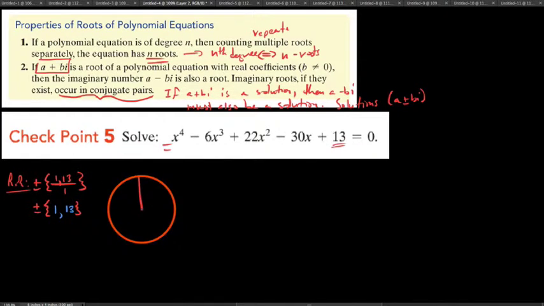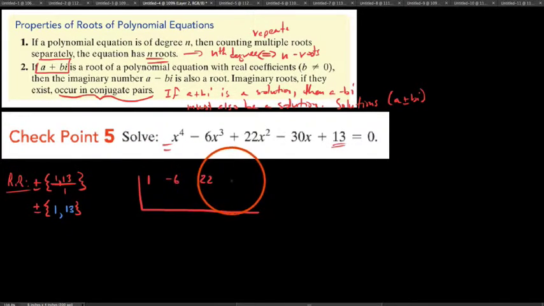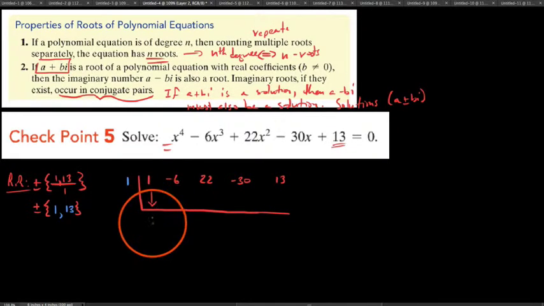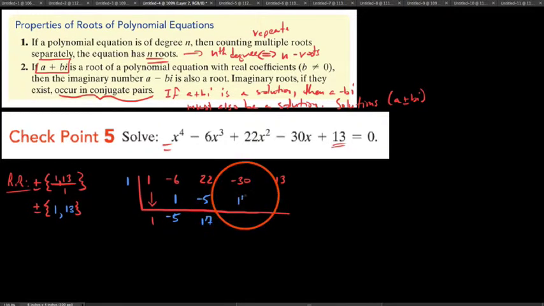So let's go ahead and start by just guessing and checking here. I'm going to drop in my coefficients. So 1x to the fourth, negative 6 of these x to the cube things, 22 of these x to the second things, negative 30 of these x to the first things, and then 13 constants. So we say 1. Okay, we'll start with 1. So 1 times 1 is 1. 1 here. We say negative 5 when we add those together, negative 5 when multiplying these, and then this leaves 17. 1 times 17 is 17. Add these together, we get negative 13. Kind of nice because I have a positive 13 right there. This leaves a 0 remainder.